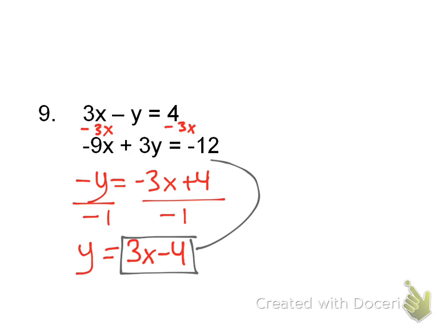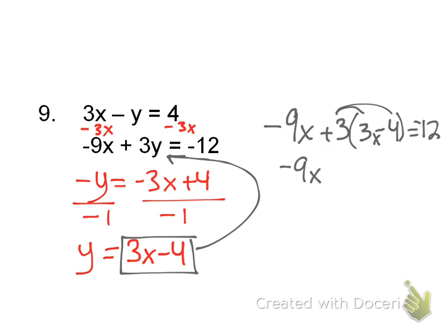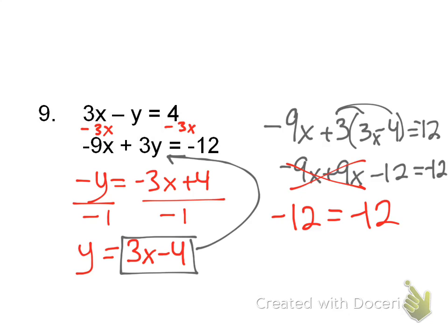Take that, plug it into the other y. So negative 9x plus 3 times 3x minus 4 equals negative 12. After you distribute, you can probably see what's going to happen here. Yeah, those 9x's are going to go away because one's positive, one's negative. I'm left with negative 12 equals negative 12. Ask yourself, true statement? False statement? True statement. If it's true, your answer is many solutions.